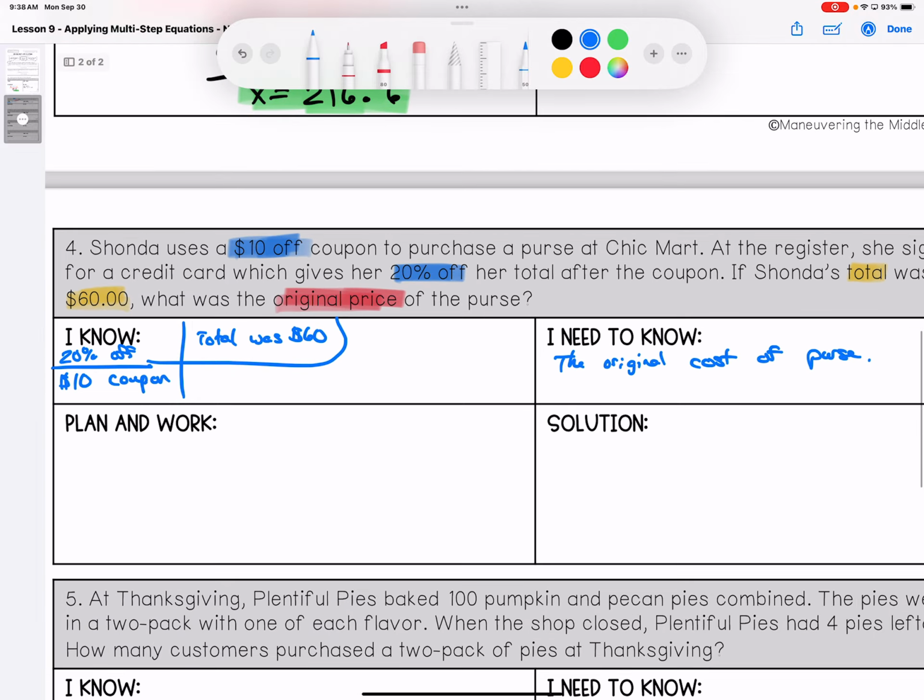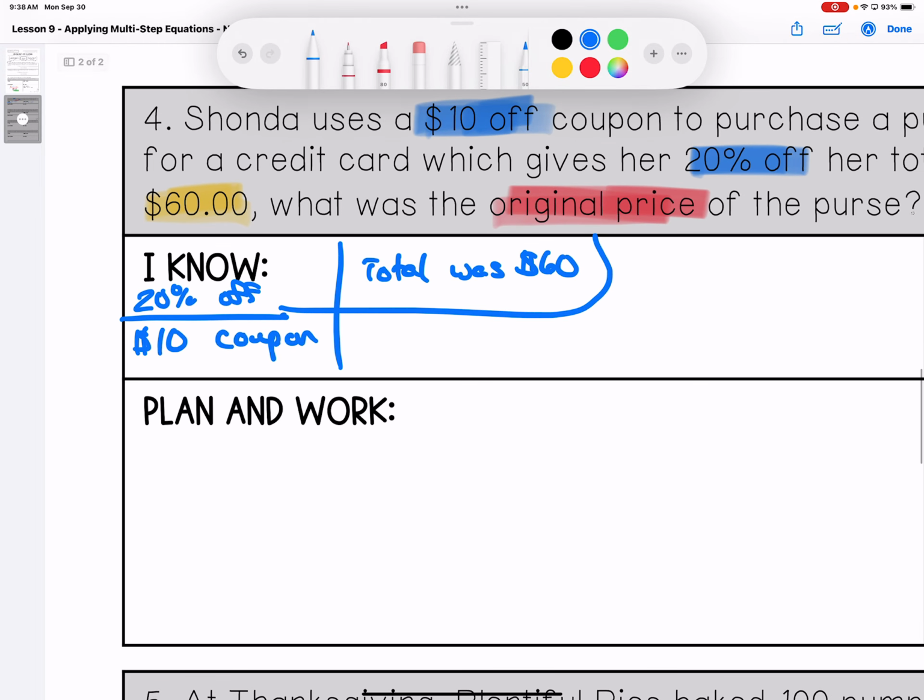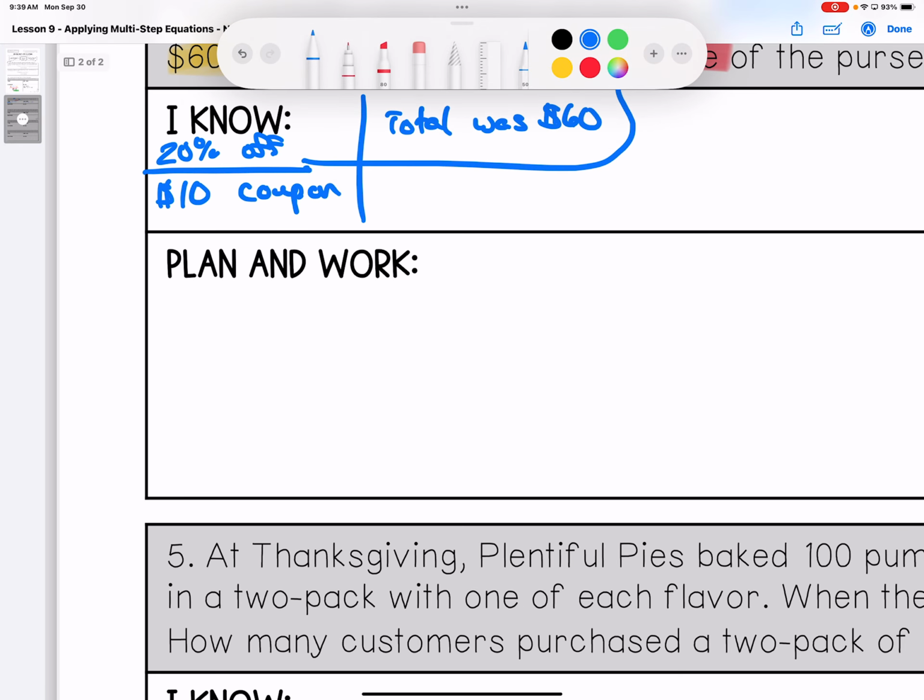All right, so here's how that works. Here's how percentages work. If she got 20% off, what was the total that she paid of it? If she got 20% off, what percentage did she pay of it? 80. So if she got 20% off, then she paid 80% of the cost. Okay. So how do we write percentages as decimals? 80%. How do you write that as a decimal?